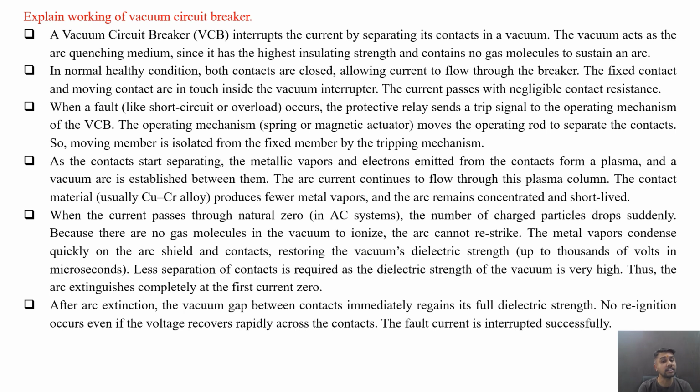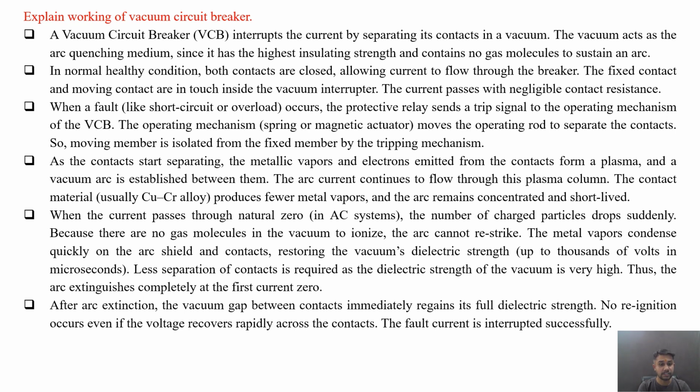Now when the current passes through the natural zero in AC systems, the number of charged particles drops because there are no gas molecules in the vacuum to ionize the arc again, so the arc cannot restrike. The metal vapors condense quickly on the arc shield and contacts, restoring the vacuum's dielectric strength up to thousands of volts in microseconds. Less separation of contacts is required as the dielectric strength of the vacuum is very high. Thus, the arc extinguishes completely at the first current zero interruption.